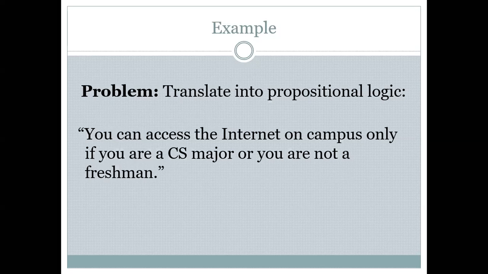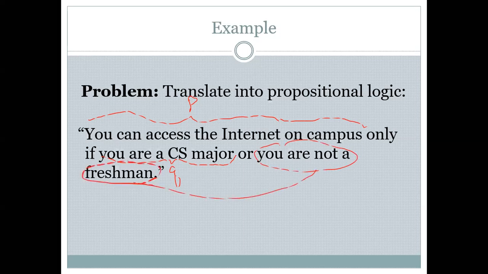So somebody help me out here. We have to name some of these phrases. What letter do you want to give to that? Okay, so I guess that would be Q. And you are not a freshman? So this is like not R basically, right? It's the negation of being a freshman. Okay, so how would you write this as a logical statement then?